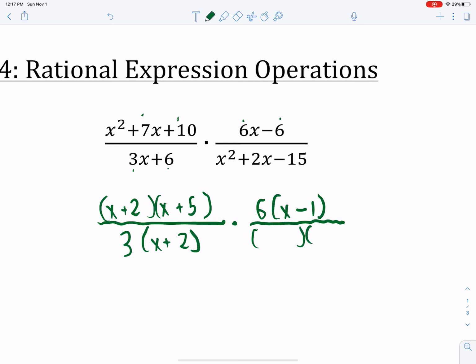Then on the bottom of that second fraction, it starts with x squared, so we're going to have x and x. And then we think, what can we multiply to get negative 15 that adds up to a positive 2? It would be a positive 5 and a minus 3. So in these sections, you start the multiplying problems by factoring the top and bottom of every fraction as much as you can.